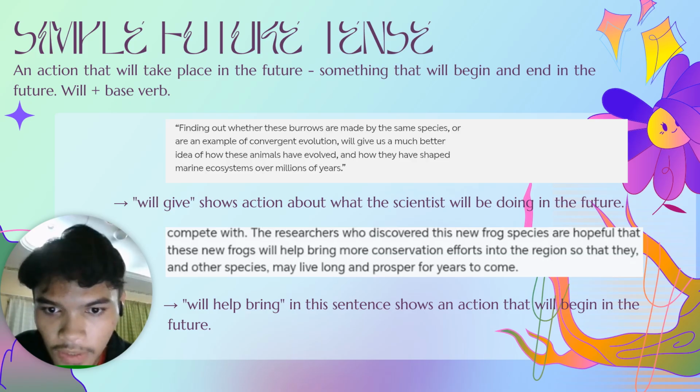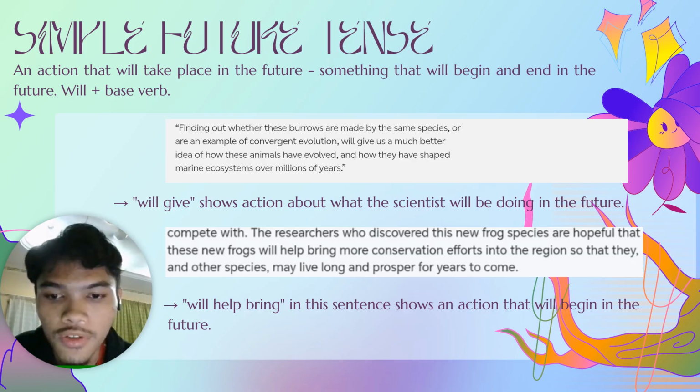From the context given, will give us a much better idea of how these animals have evolved and how they have shaped marine ecosystems over millions of years. Now, will followed by a base verb in this context, which is give, shows an action about what the scientist will be doing in the future.